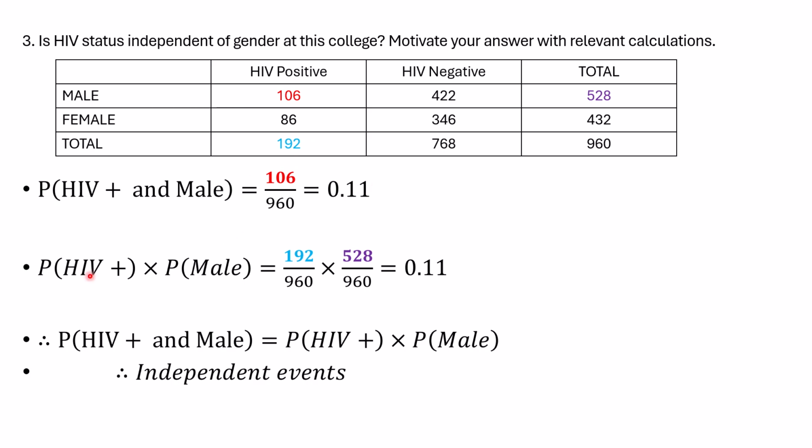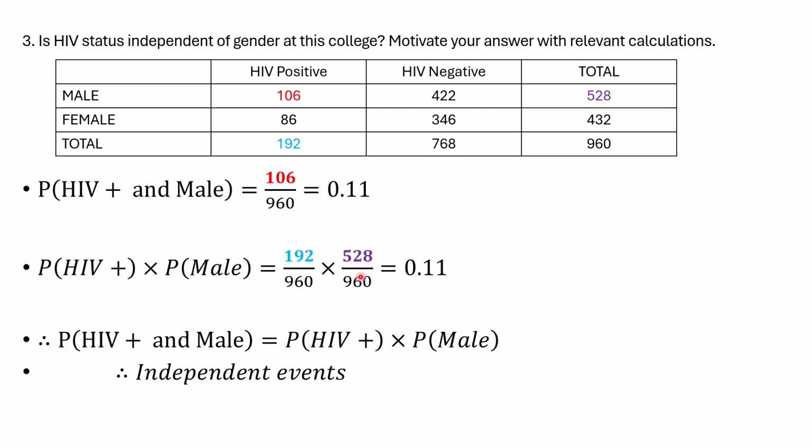Right, now the probability HIV positive is 192 people, so 192 over 960. Probability I'm a male, so if we look at all the males in total, I have 520 over 960. If I multiply those two out, I get 0,11. So the probability of being HIV positive and male equals the probability of the two events separately multiplied out. And because the two answers are equal, they are therefore considered to be independent events.